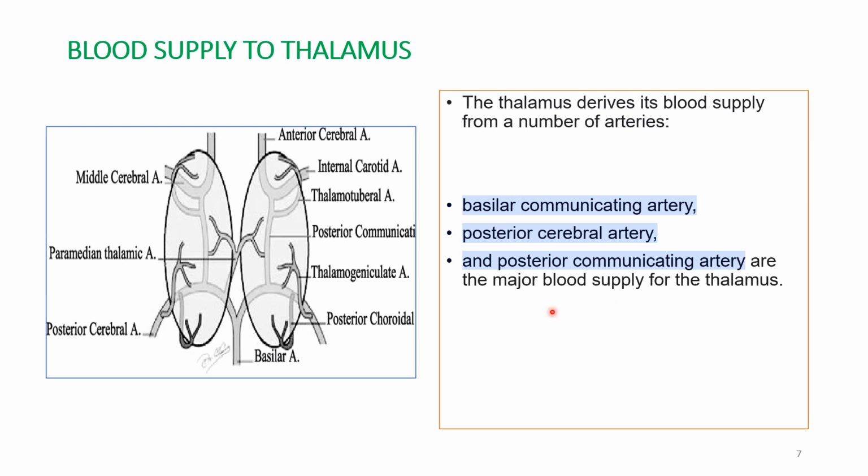Then coming to the blood supply to the thalamus. Here you can see the thalamus derives its blood supply from a number of arteries. The basilar artery, posterior cerebral artery and posterior communicating artery are the major blood supply to the thalamus. See here, this is the basilar artery and it is going like this. So this is the basilar artery, this is the posterior cerebral artery and the posterior communicating artery.